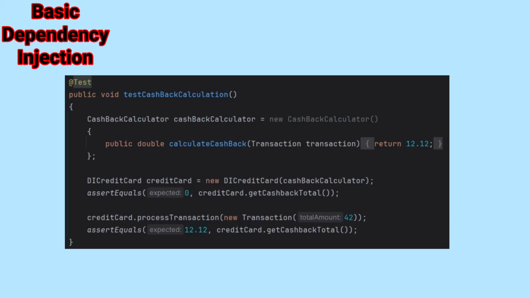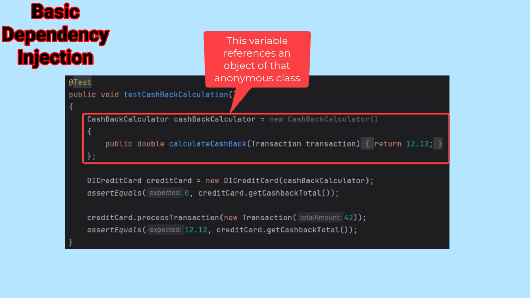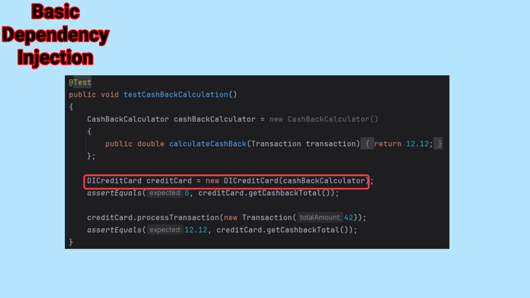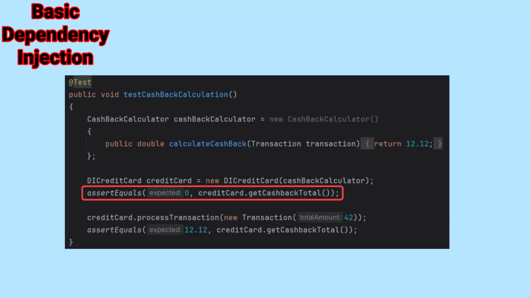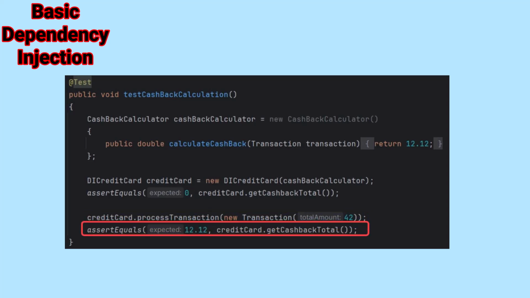Now we can test the client without needing the service. In this test, this anonymous class is a stub class that implements my cashback calculator interface, and I'm making it my cashback calculator. When I create the credit card that I want to test, I give it that object as the service it should use. Just to be careful, I'm checking that the cashback total starts at 0. When my credit card processes a transaction and calls calculate cashback, it will get the one in my anonymous class, so no matter what, the cashback that should be added to the total is $12.12.